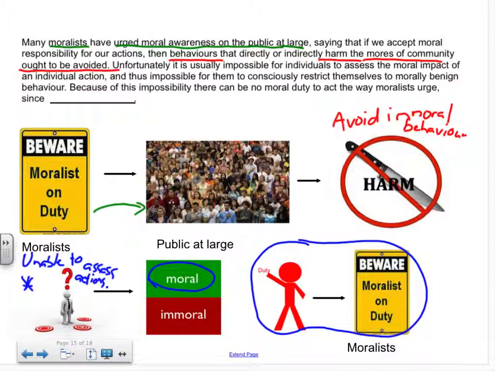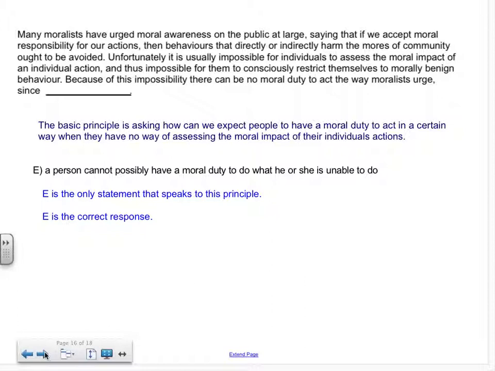And it is here where we need to come to some sort of conclusion. I would say that it's hard for us to act the way that moralists want us to, because we can't assess our actions in the first place. And we can come up with a general principle before we answer the question right here. So the basic principle is asking, how can we expect people to have a moral duty to act in a certain way when they have no way of assessing the moral impact of their individual actions? So the accredited response is E, but we'll come back to that in a moment.